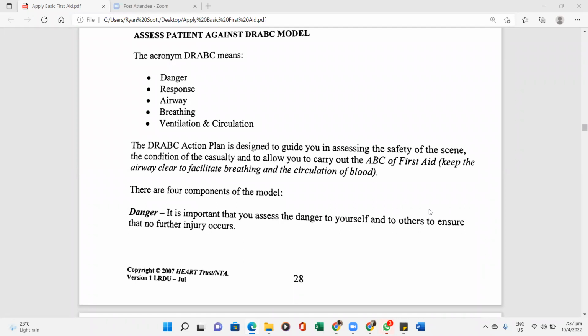Please choose. Called DRABC. So if they ask you what the D stands for in DRABC, you know that it's danger, response, airway, breathing, and the C is circulation and ventilation. Right? They won't put VC, they put C. It will be ventilation and circulation.